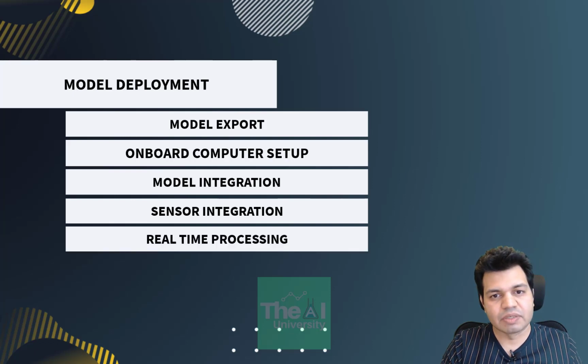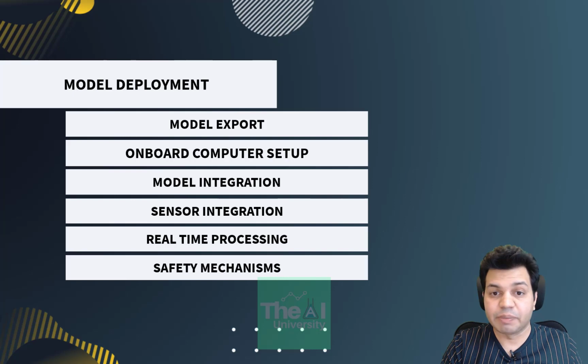Next sub-step is real-time processing. So the onboard computer processes sensor data in real time and uses the machine learning model to make decisions about the car's movement. Next sub-step is safety mechanism. Here safety mechanisms such as fail-safe modes are implemented on the onboard computer to ensure that the car can safely stop or take other actions if necessary.